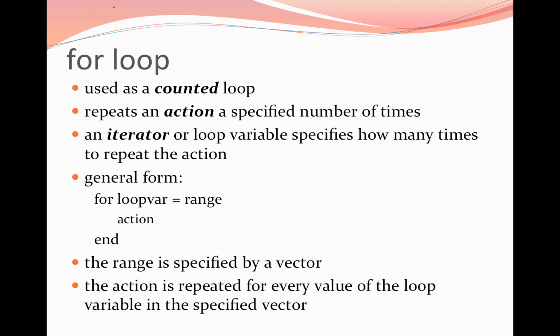The for loop is used as the counted loop. It's used when you want to repeat an action a specified number of times. The action can be a single statement or a set of statements. An iterator or a loop variable is used to specify how many times to repeat the action. The general form of a for loop looks like this.